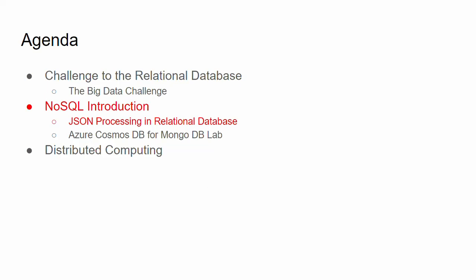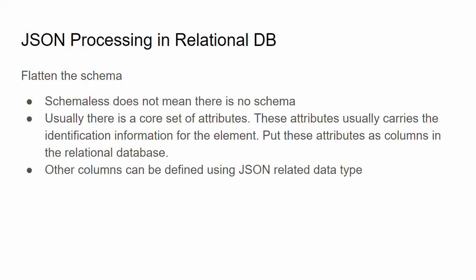So now, more than ever, there's a need to process JSON directly based on a relational schema. The way we want to do JSON processing in a relational database is to flatten the schema. We already said that JSON is schemaless, but schemaless does not mean there's no schema. There is some kind of schema.